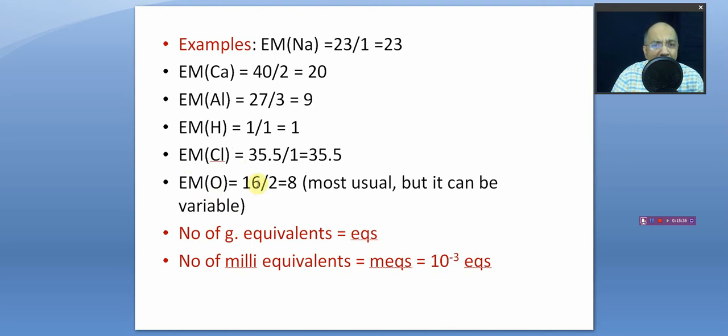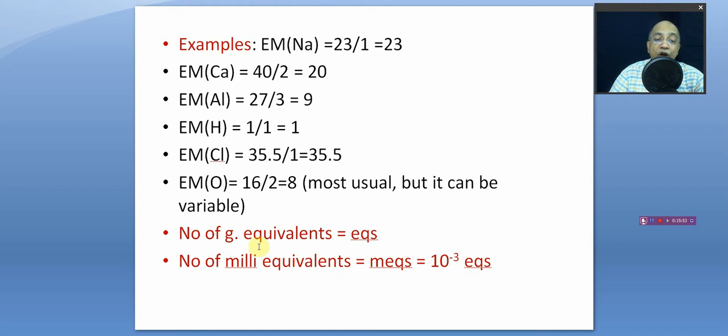Similarly, oxygen: normally the number of electrons lost or gained is 2 to form a normal oxide, or a normal oxide converting to oxygen. So the valency factor is 2 most of the time, so it is 8 most of the time, but it can vary.